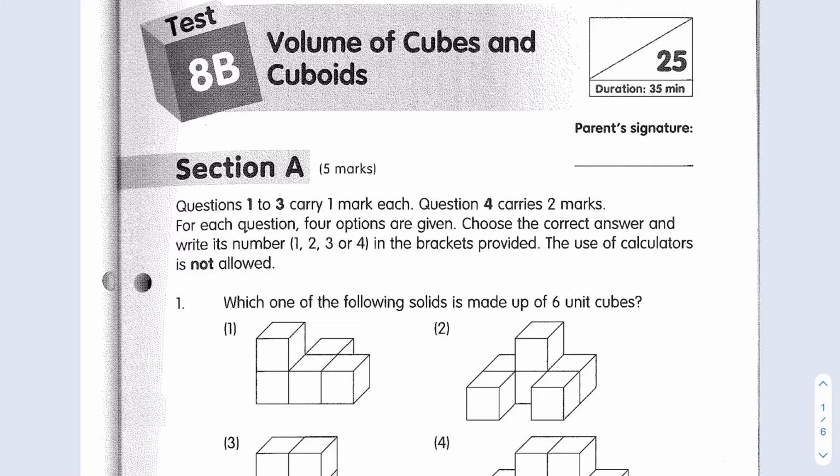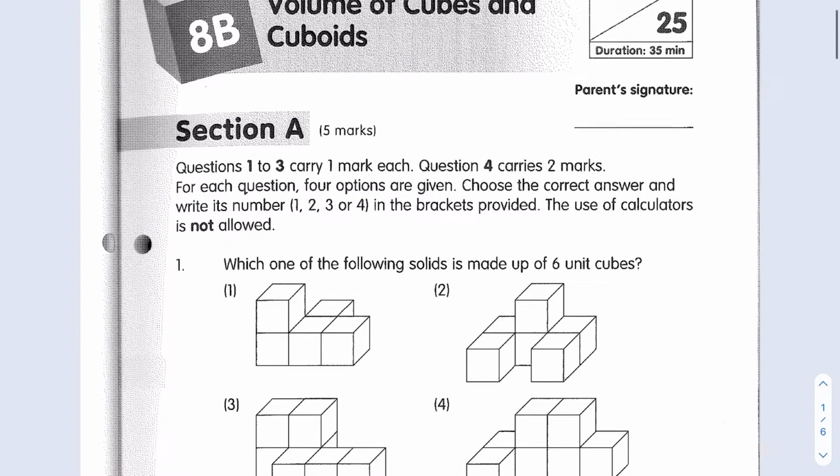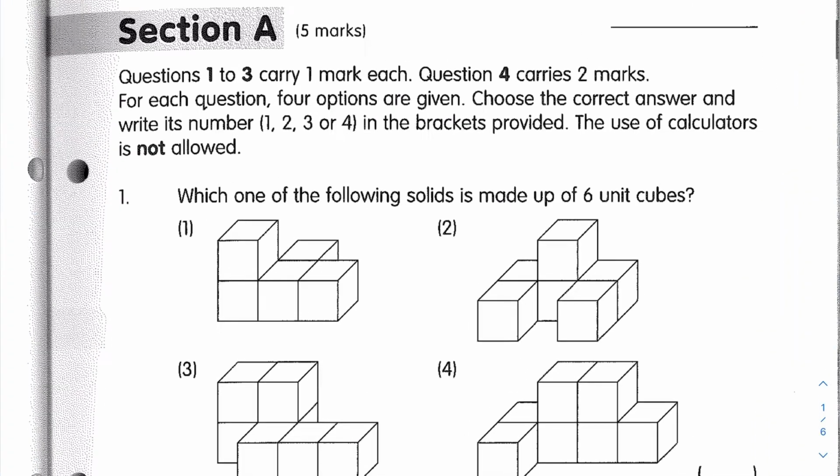Okay, now we come to test 8B section A. Question 1. Which of the following solids is made up of 6 unit cubes? So let's look at all 4 options. For option 1, we have 1, 2, 3, 4, 5. So here's 5 cubes here.